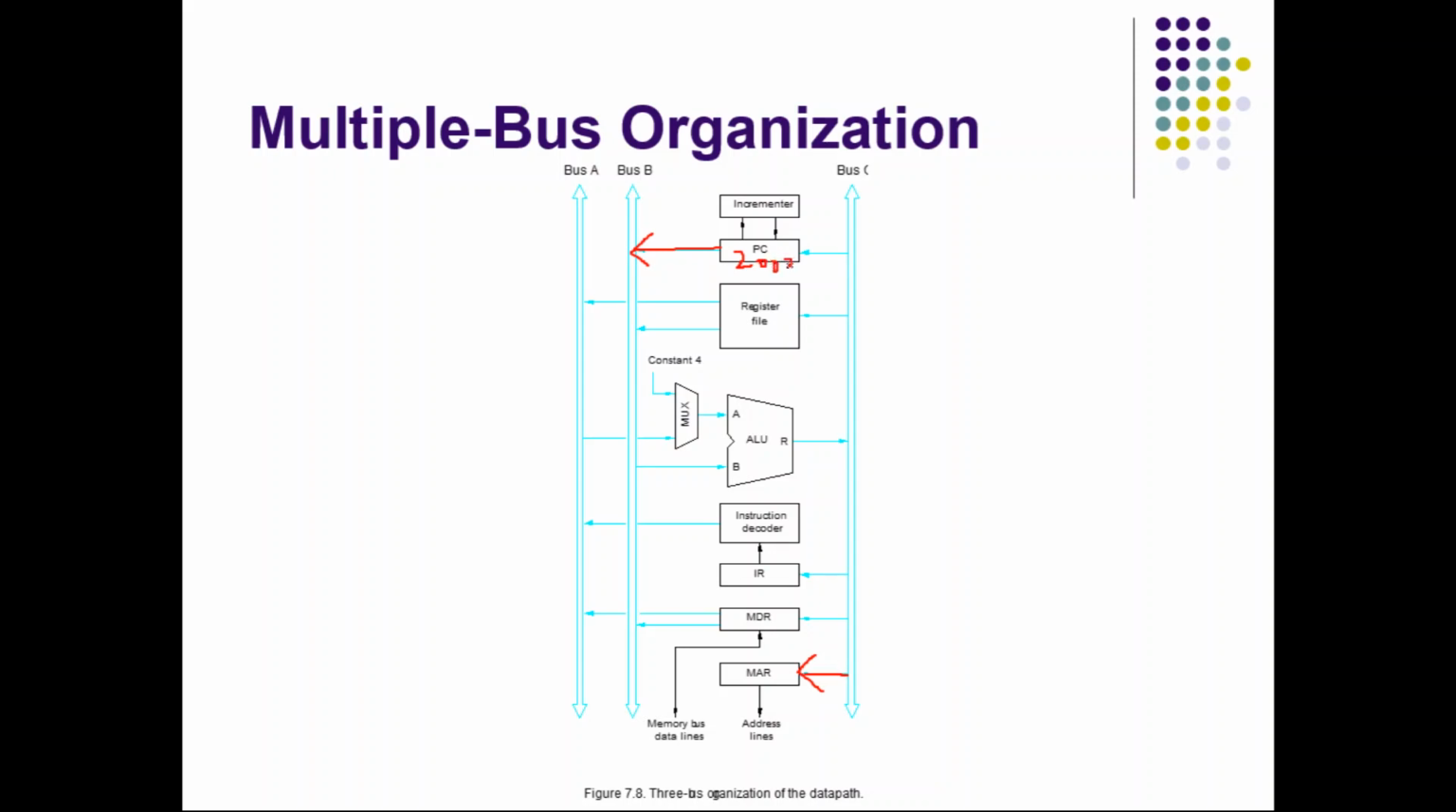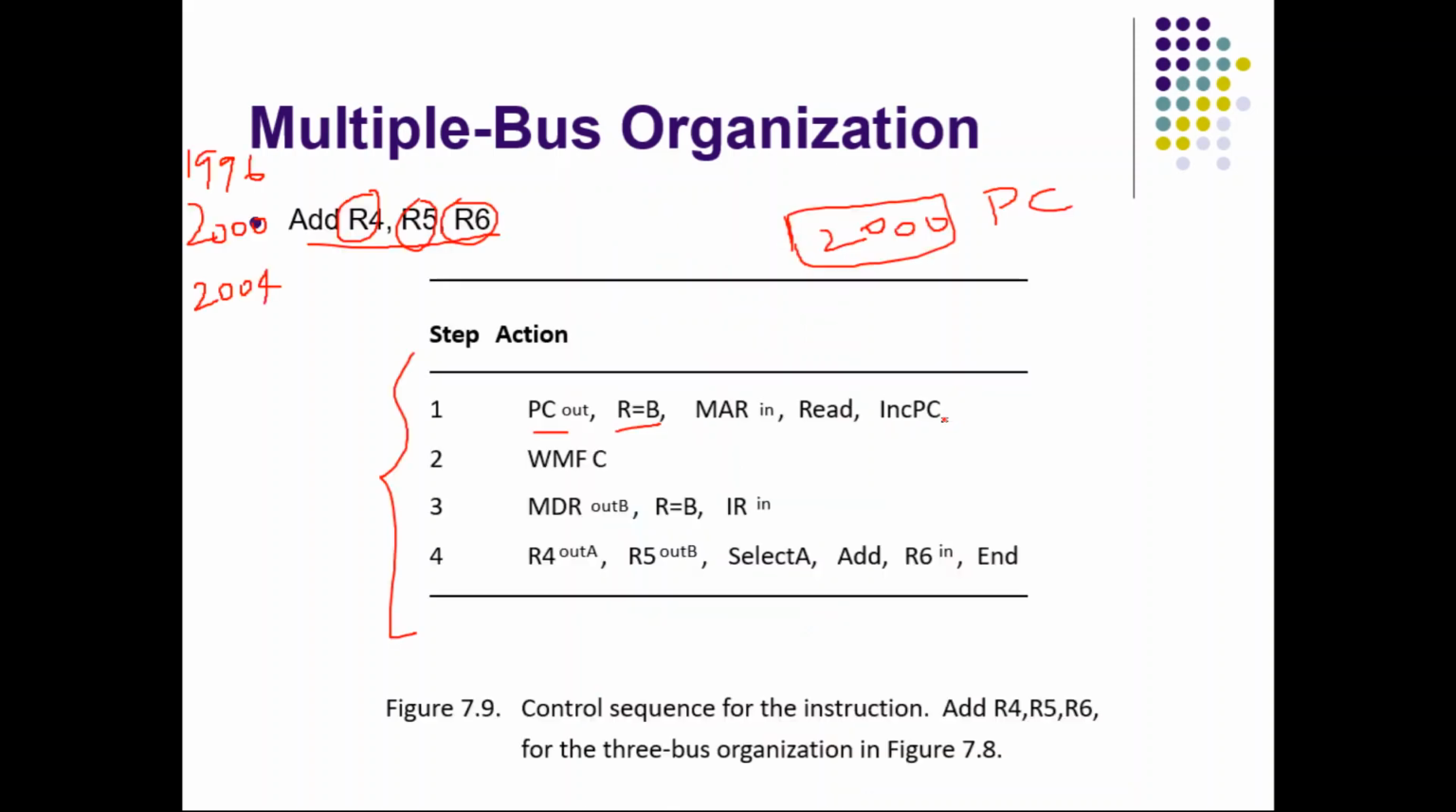First we do PC out. When you say PC out, this 2000 will be available in bus B, and obviously it is available at B's input of the ALU. So the next instruction we give is R equal to B.